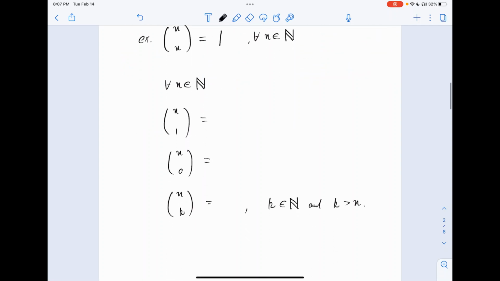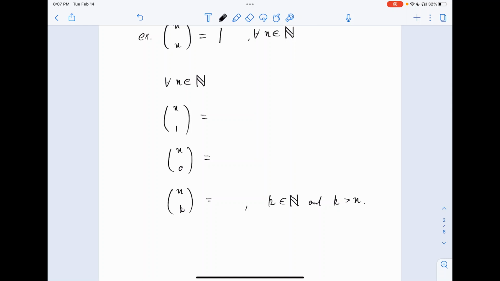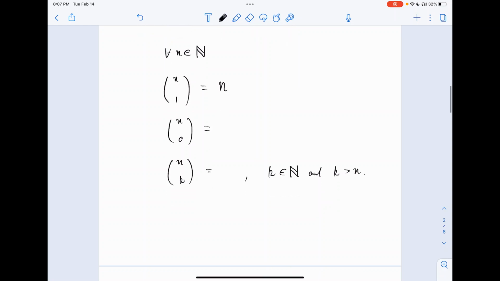Now, what about some other cases? Let's say I have n elements, and I'm asking how many subsets of exactly length 1 there are. Well, if a subset only contains one element, then it's just that element, right? So I have n different elements, and I should have n distinct subsets which only contain a single element. So here it is n.